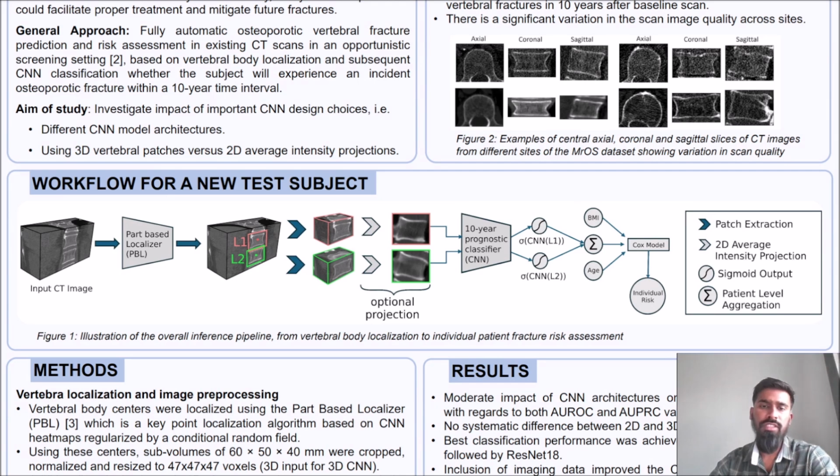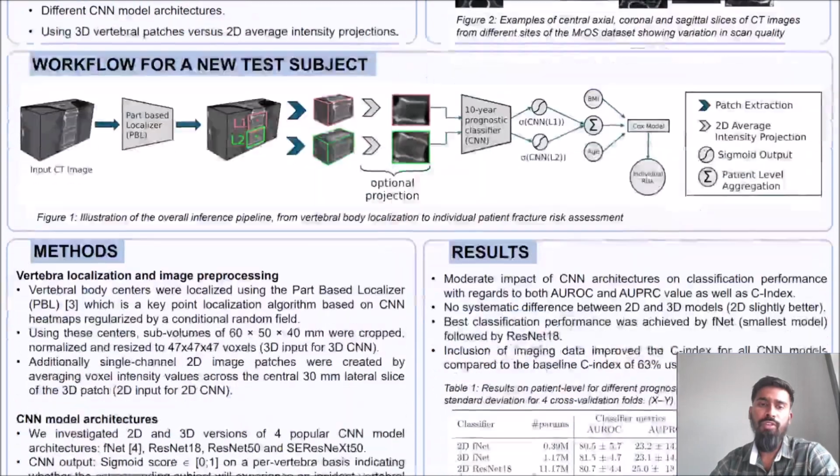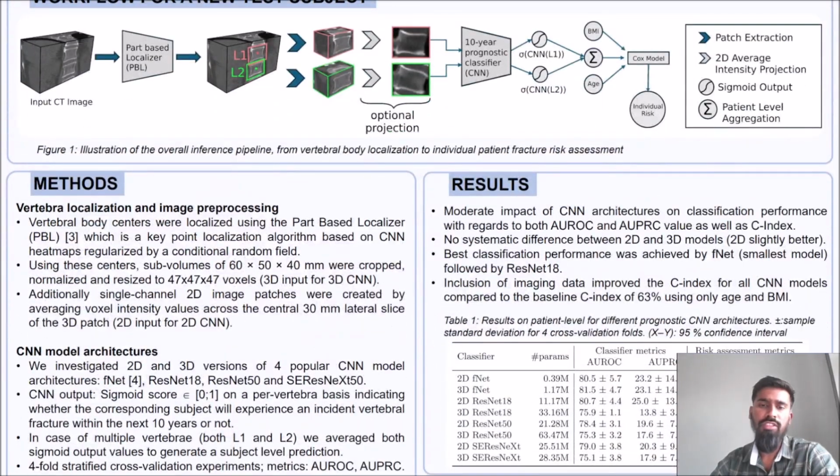For the first stage, which essentially consists of vertebral localization and image processing, we use the part-based localizer, which is our in-house CNN-based point localization algorithm for localizing the vertebral center coordinates, and then we crop the fixed size patches containing a single vertebra centered on these coordinates. Although the 3D patches provide more spatial information, they are computationally expensive to compute. To investigate the need for 3D, we projected the 3D volumes into 2D images by averaging.